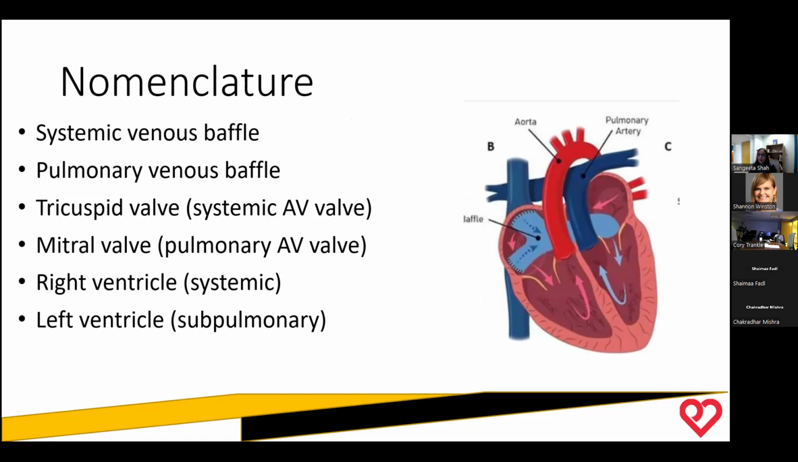So I'm just going to go through nomenclature, so that when we talk about it, it's all the same words. This is the systemic venous baffle, which is this and this. Then you have a pulmonary venous baffle, which is behind here. You have the systemic tricuspid valve, the subpulmonic mitral valve, which is here, systemic RV, and then subpulmonary LV. As for the atria, you can name the atria, but remember the atria have just been baffled through. So you don't have to measure atrial size in these individuals because it's not a surrogate of anything.